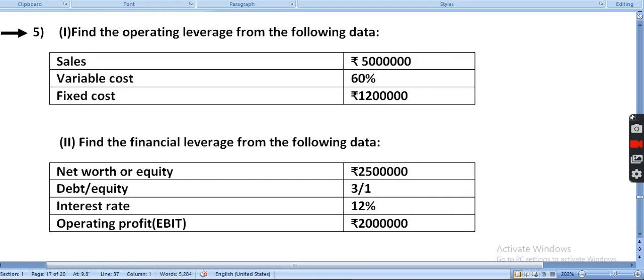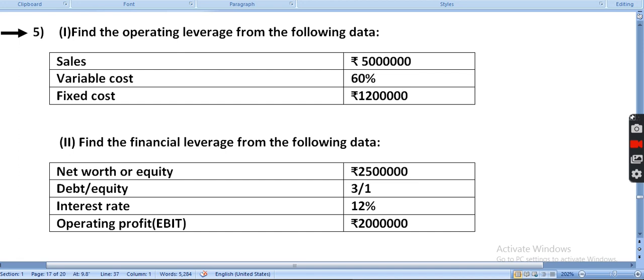Calculate the operating leverage from the following data. Sales is given, that is 50 lakh rupees. Variable cost is 60%, so you have to count variable cost of sales, that is 60% of 50 lakhs. Then fixed cost is given, that is 12 lakh rupees. First information, that is sales, variable cost and fixed cost is given. On the basis of these three data, you have to calculate operating leverage.